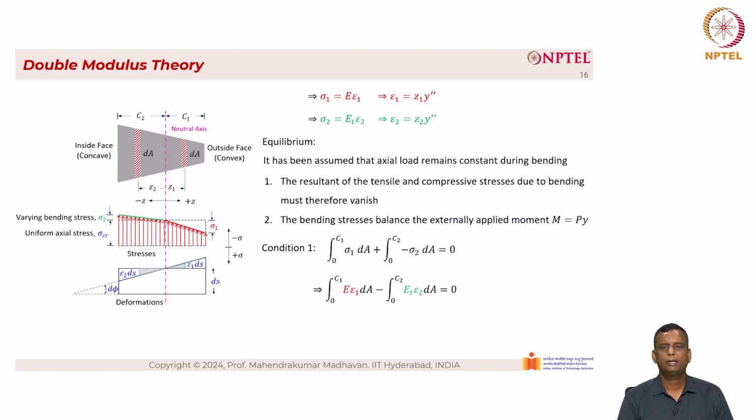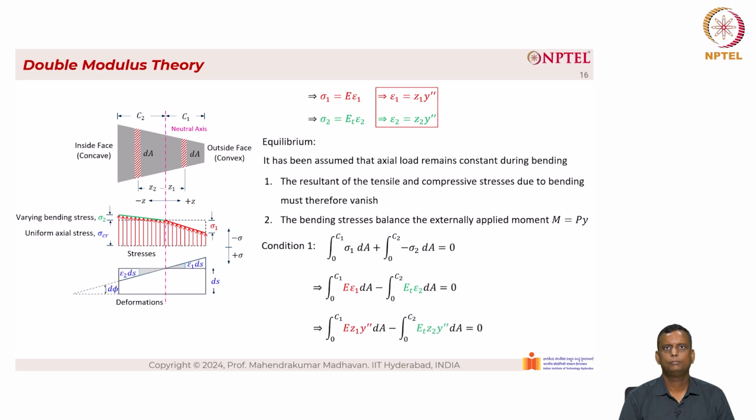This can be further simplified as integral 0 to C1 E into epsilon 1 into dA minus integral 0 to C2 E sub t into epsilon 2 into dA is equal to 0. This is given by the equation sigma 1 equal to E into epsilon 1 and sigma 2 equal to E sub t into epsilon 2. This again can be further simplified by using the formula epsilon 1 equal to z1 into y double dash and epsilon 2 equal to z2 into y double dash. When you substitute the same here, we have integral 0 to c1 E into z1 into y double dash dA minus integral 0 to c2 E sub t z2 into y double dash into dA is equal to 0.